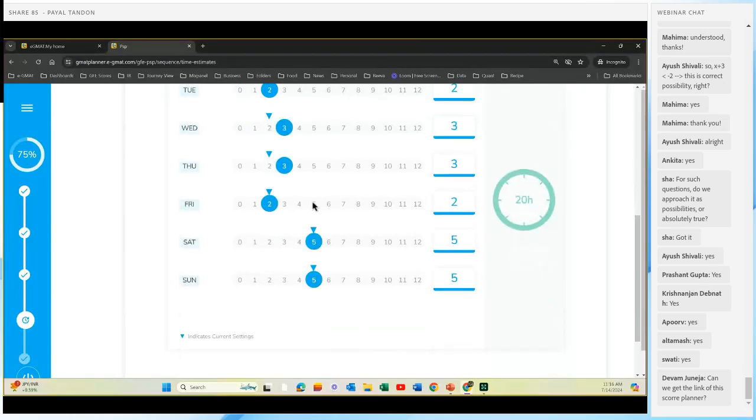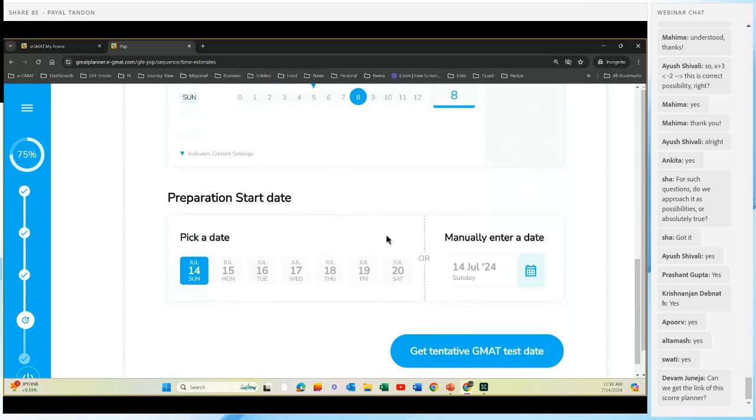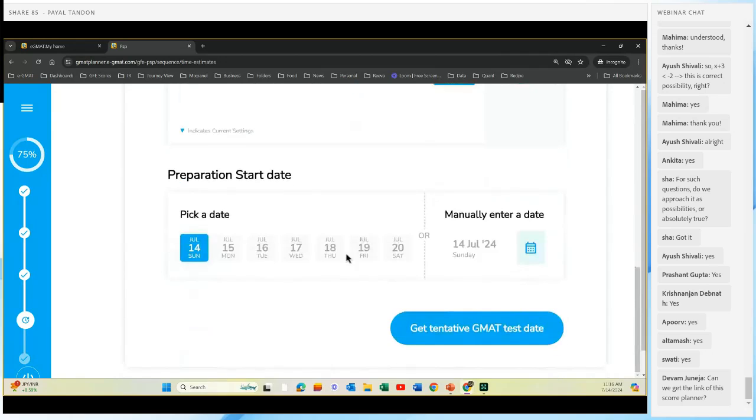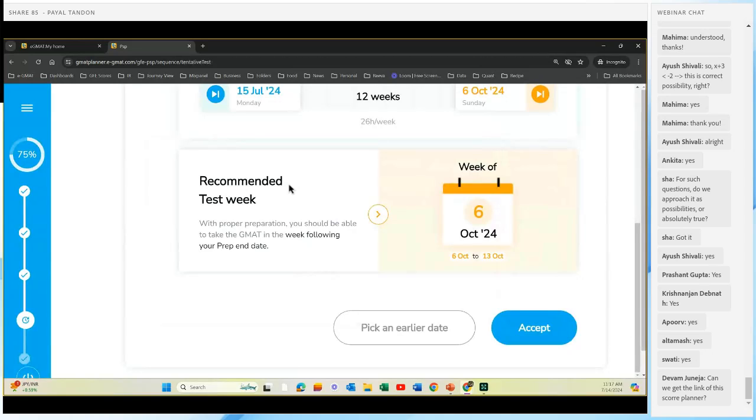And then on weekends you really want to put in more hours, because instead of spending 20 hours a week, you want to spend 26 hours a week. So you're going to put in more hours over here. Now it is going to take this time commitment into consideration, and let's say you want to get started from tomorrow onwards, it's going to figure all that out, do all the adjustments here, and based on this you can actually take your test anywhere in the second week of October.